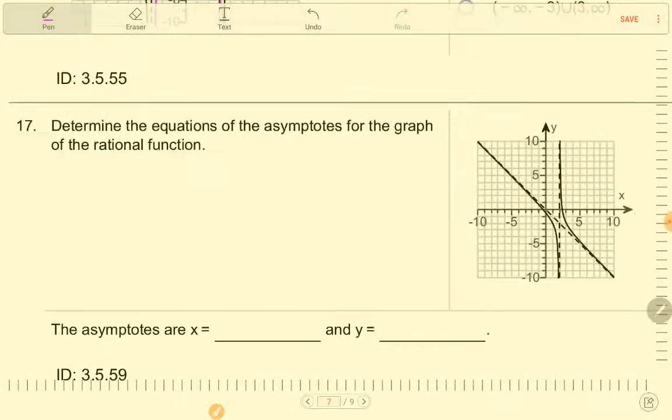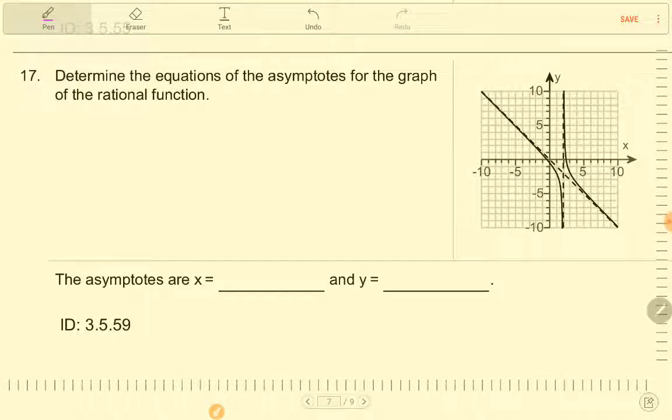Number 17, determine the equations of the asymptotes for the graph of the rational function. Oh, these asymptotes are oblique. They're slanted. So this time we're going to do the y equals mx plus b thing. So first of all, let's look at, oh wait, this one's not slanted, I guess. This one looks, sorry, it's hard to draw on this thing in a straight way. There's no traction on the screen.